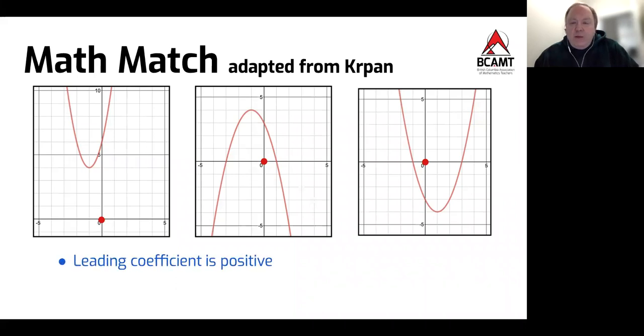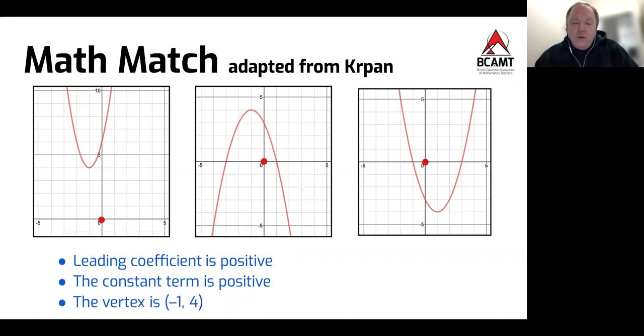Leading coefficient is positive. The constant term is positive. The vertex is -1, 4. Has 2 x-intercepts. The linear term is positive.